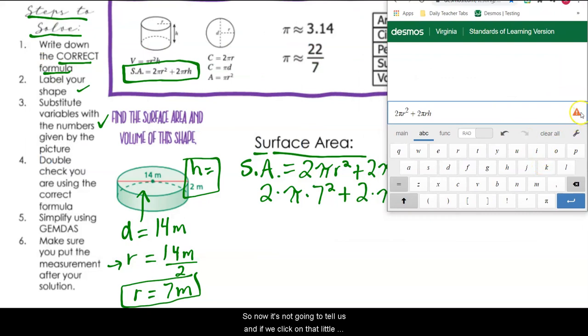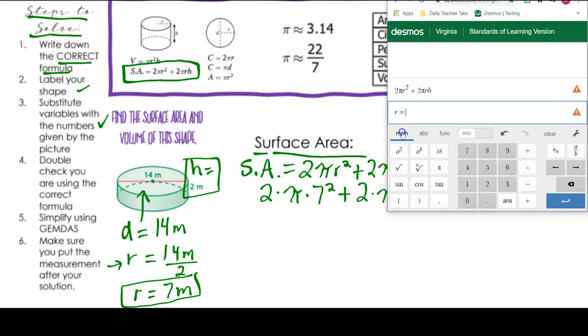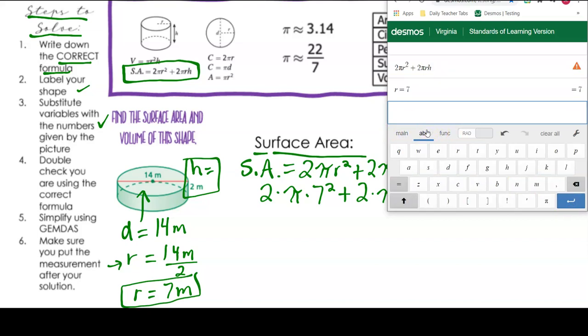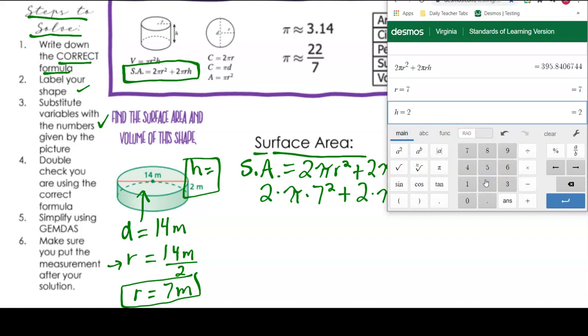So now if we click on that little triangle there, it says try defining for r h. So the calculator's telling you, give me the value of r, give me the value of h. So we're going to say the radius, we know, is 7, and then the height is going to be equal to 2. And then that gives us our answer.